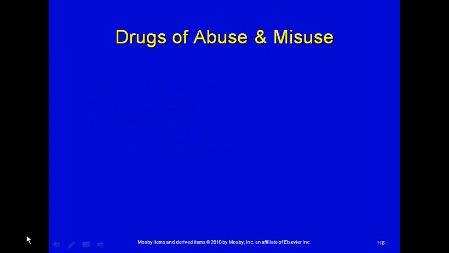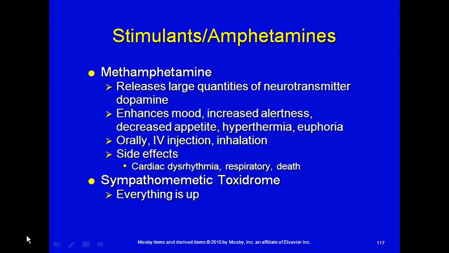Drugs of abuse and misuse include stimulants and amphetamines, particularly methamphetamines. Methamphetamines release large quantities of the neurotransmitter dopamine, and these enhance mood, increase alertness, decrease appetite, but they also raise your temperature. They make you feel euphoric, like everything is great and everything is good, but in excess, the side effects include cardiac dysrhythmias, certainly death if the cardiac arrhythmia is significant enough, blood pressure's up, that sort of thing.